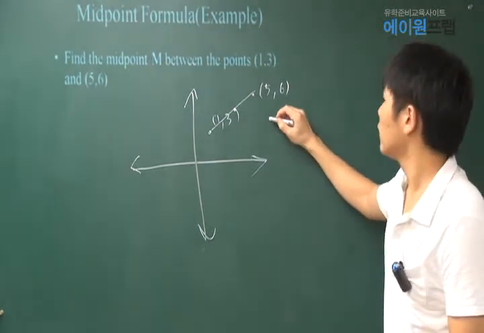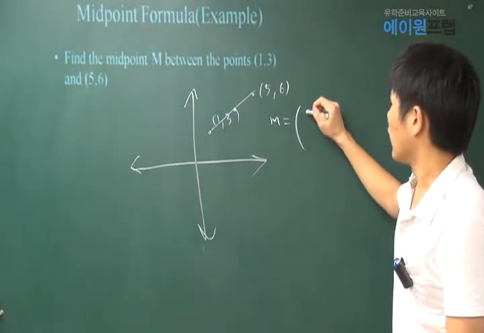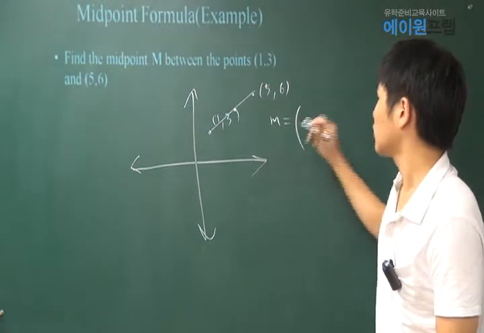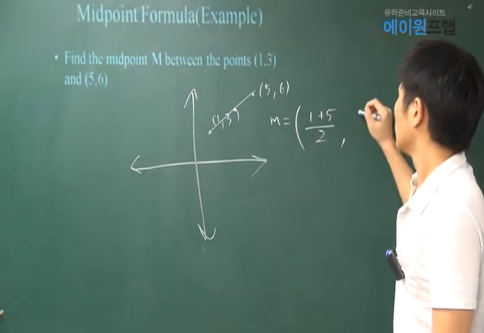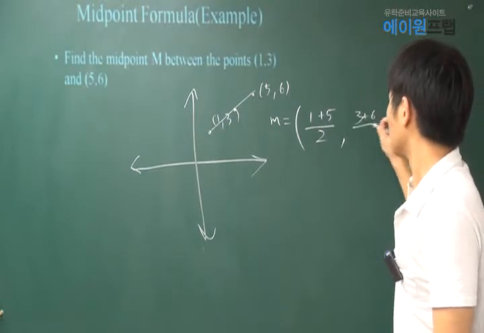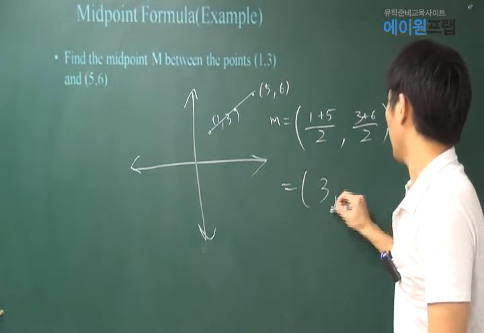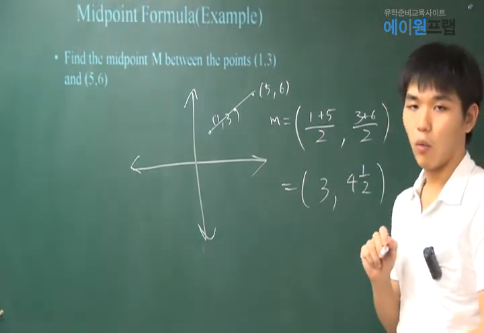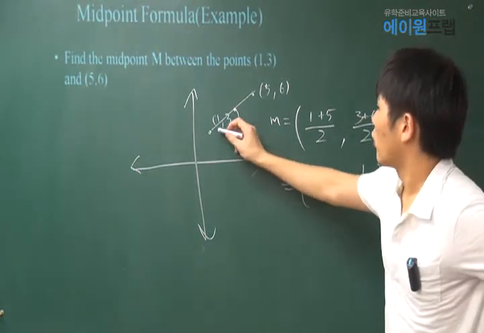So the midpoint coordinate will be x1 plus x2, which is again, this is x, that's x. So 1 plus 5 over 2, 3 plus 6 over 2 for the y's. Then you end up with a midpoint of 3 and 4.5. So, where does this come from? Again, let's take a look by drawing a triangle.